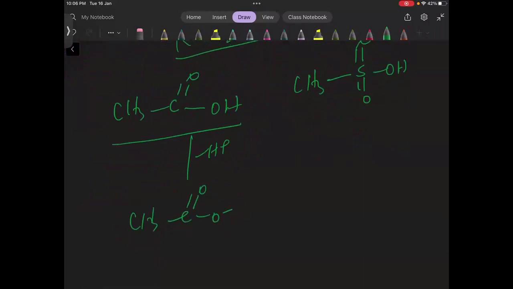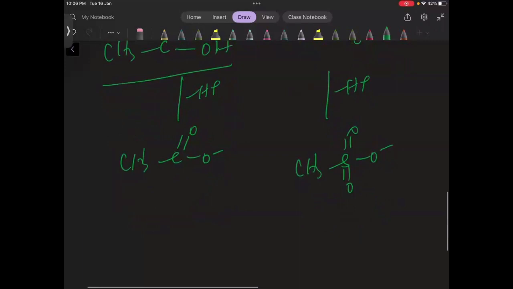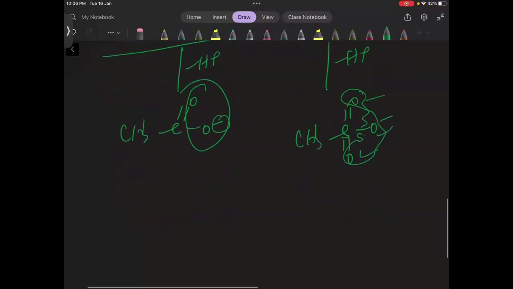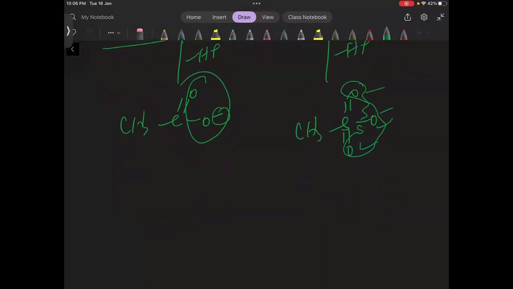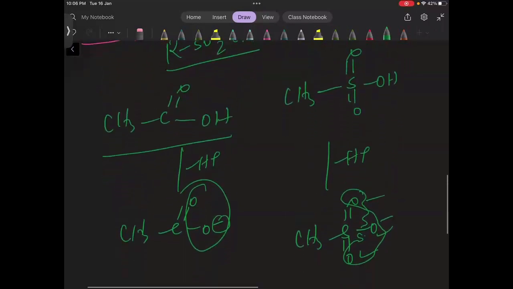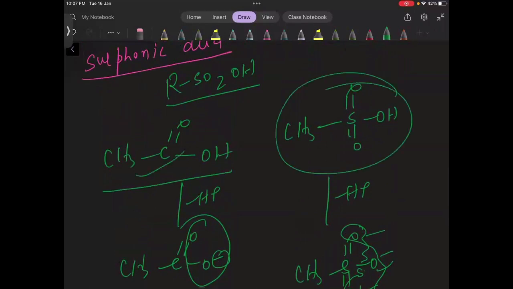Because the acidity or basicity of any compound is decided by its conjugate base, by how stable the conjugate base is. Here also, if one hydrogen is removed, it forms CH3 S double bond O negative. So here the negative charge is delocalized between two oxygen atoms. Here the negative charge is delocalized between three oxygen atoms, correct or not? As you know, more delocalization means the compound will be stable. So that is the reason this compound is more acidic than acetic acid.